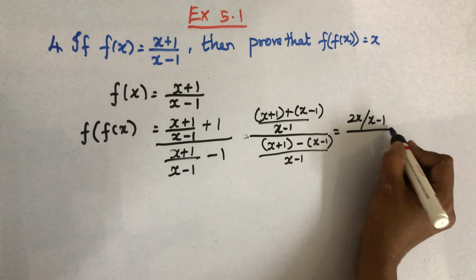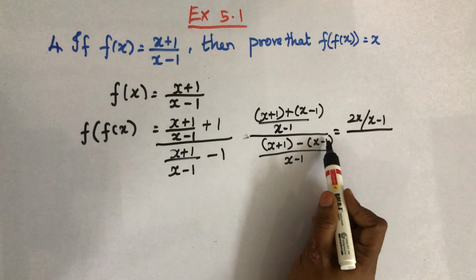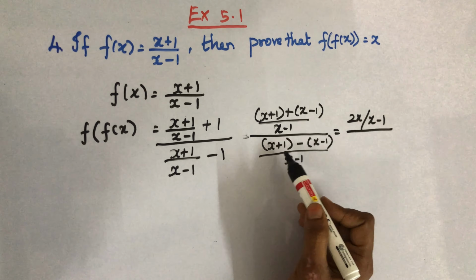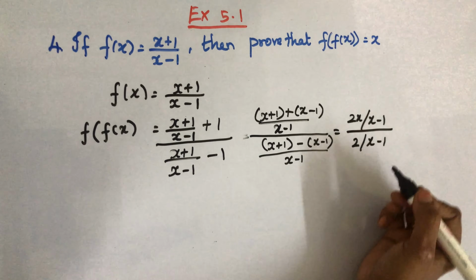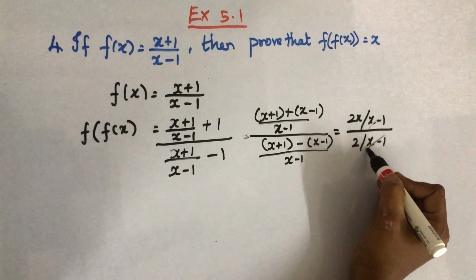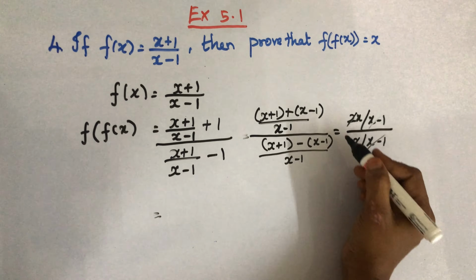by x minus 1. Here x plus 1, here minus x plus 1. So x and minus x will get cancelled. So 2 divided by x minus 1. In both the terms, the denominator is same. So x minus 1 will get cancelled. 2 and 2 also will get cancelled, and you get x. So f of f of x is equal to x. That's what we have to prove.